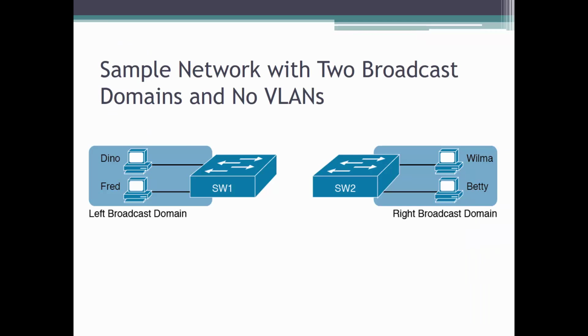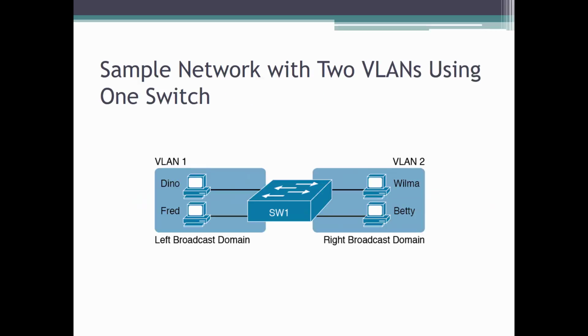VLANs. So I'm assuming that you guys had a basic networking course. So we've already talked about what VLANs are. So just in case you haven't, double check my CCENT videos for VLANs. So a sample network with 2 broadcast domains and no VLANs. These are all separate networks. We could actually do this entire thing with one switch, with this being part of one VLAN and this being part of a second VLAN. Still separate broadcast domains because they're separate networks, but they're virtual networks.